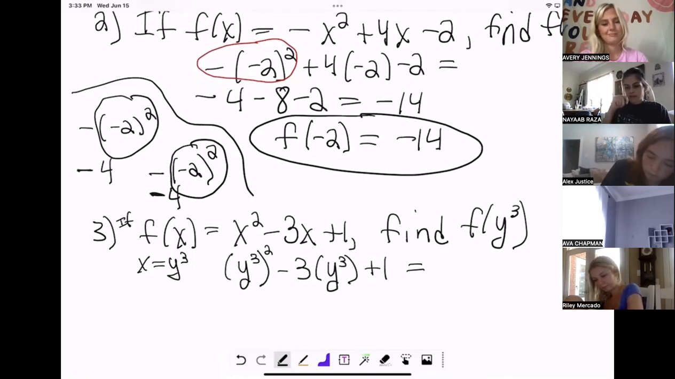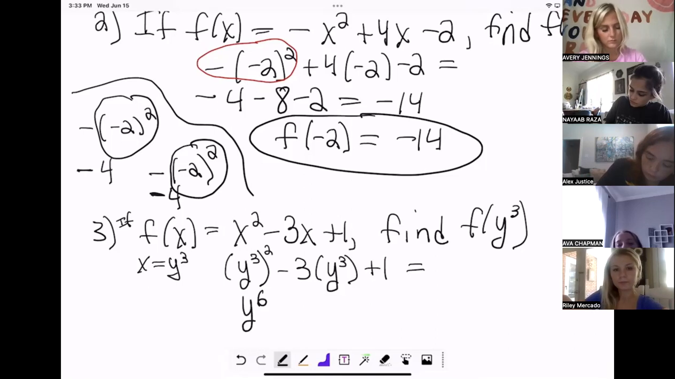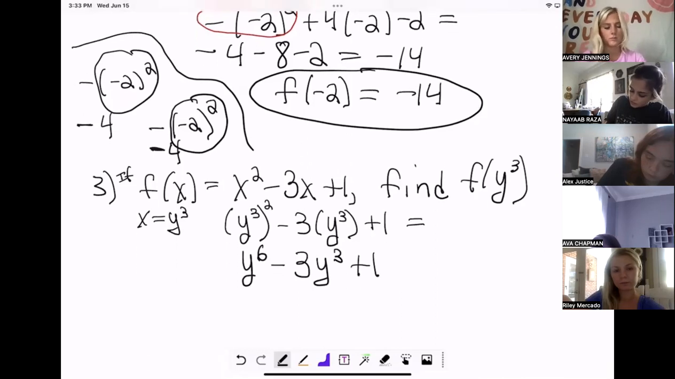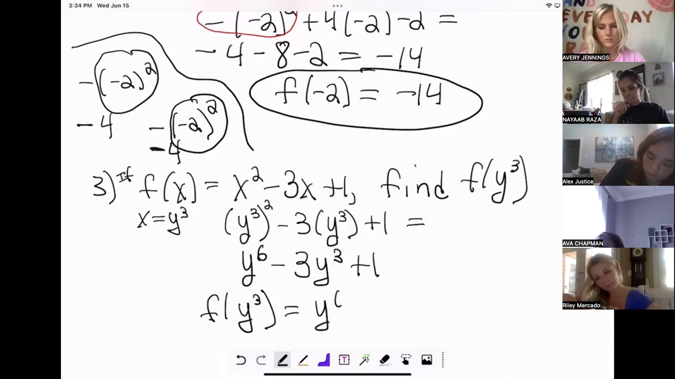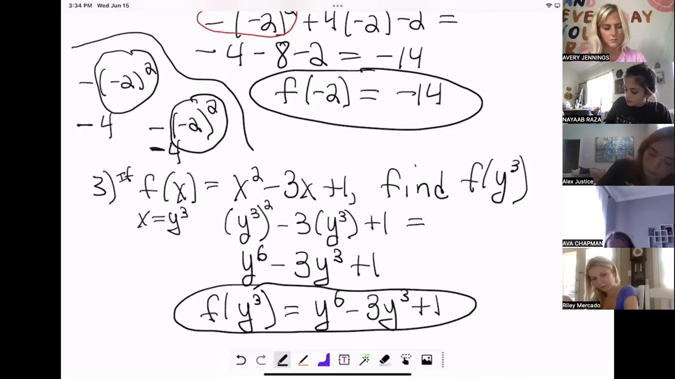And really, the only thing I have to simplify is a y cubed to the second. If you remember, when you have a power to a power, you multiply your exponents. So it'd be y to the 6 minus 3y to the third plus 1. So f of y cubed is going to equal y to the 6 minus 3y to the third plus 1. So it doesn't just have to be a numerical value. It can be a combination of numerical values and different variables. It could just be a variable.